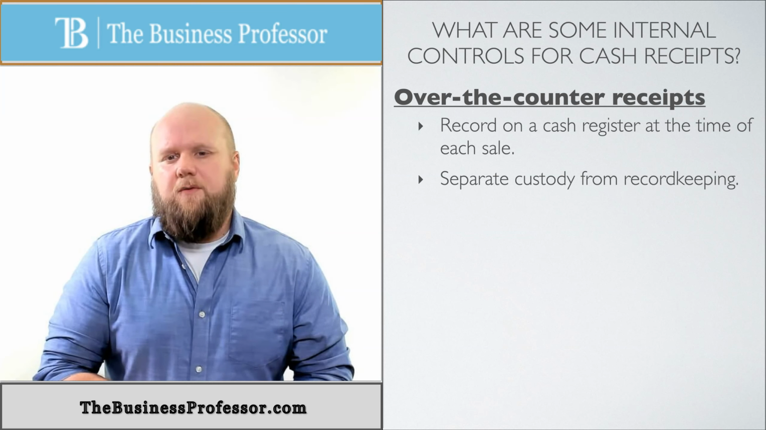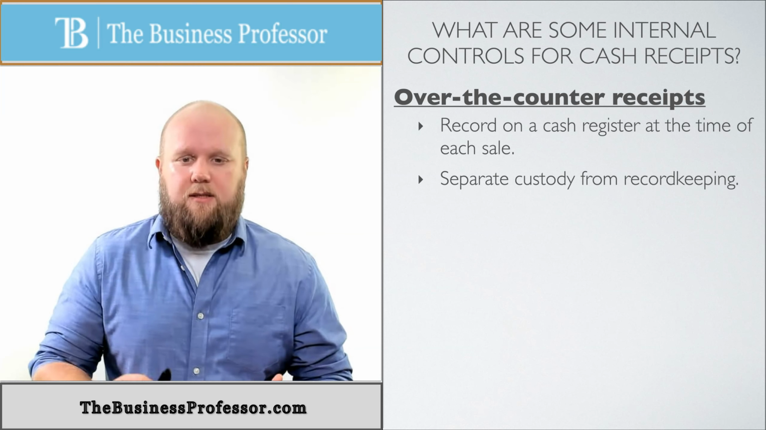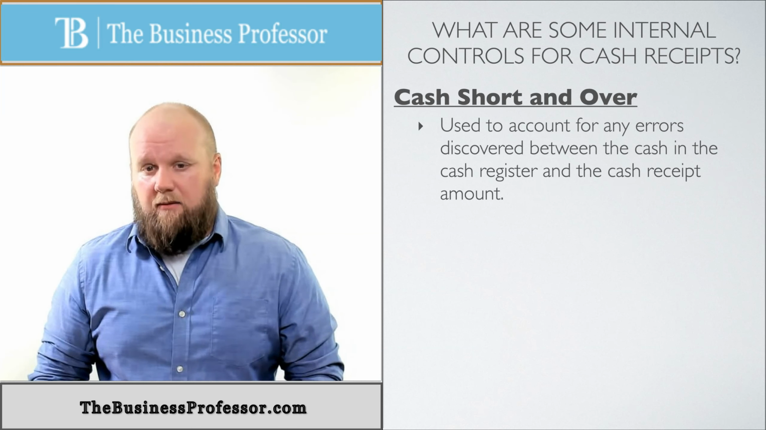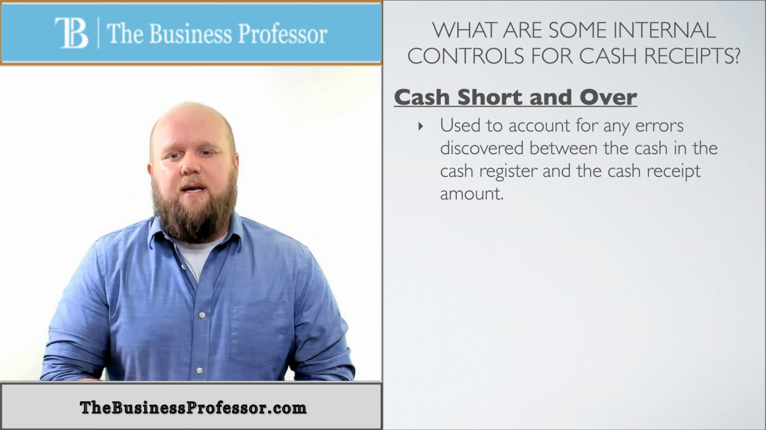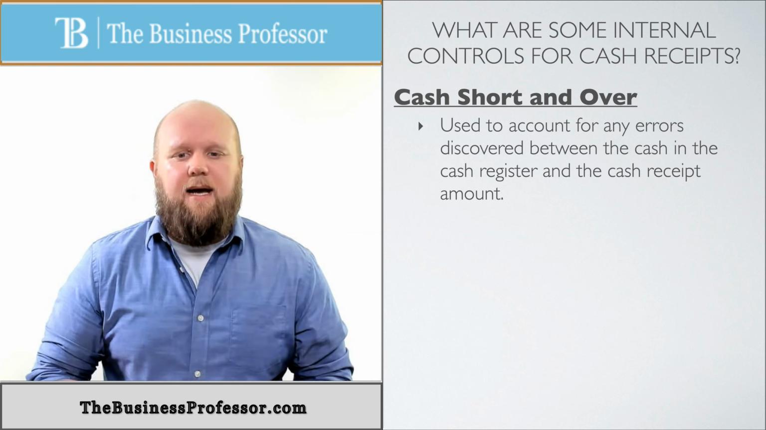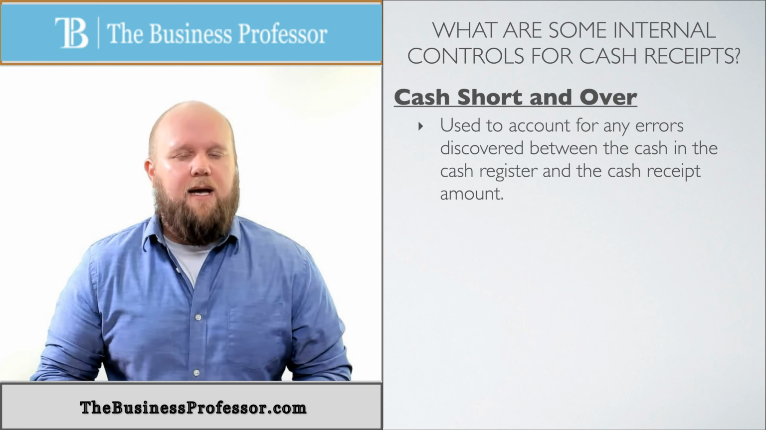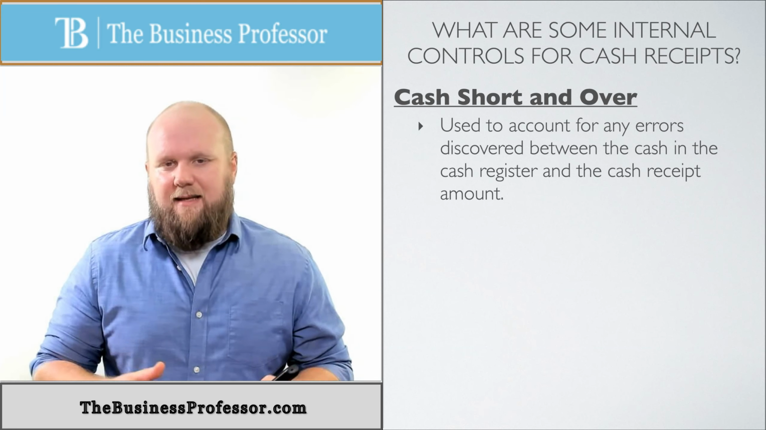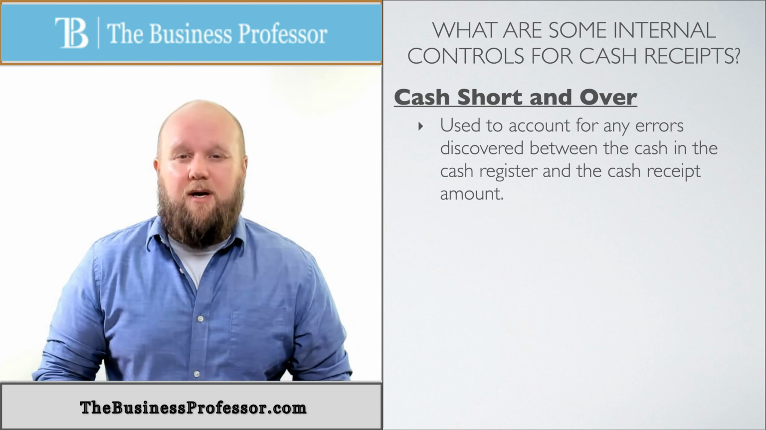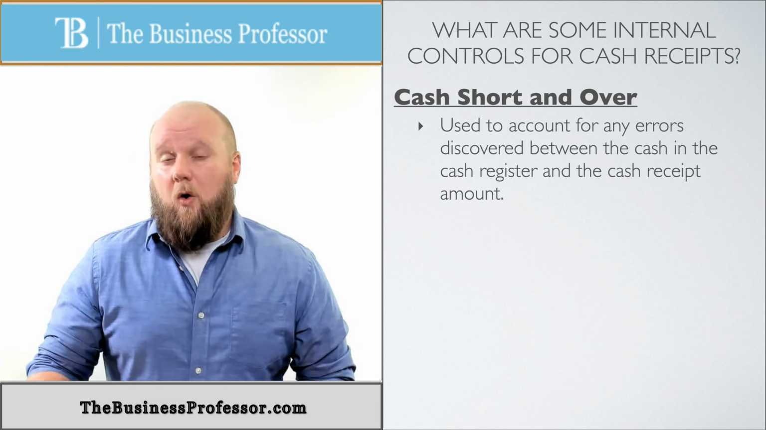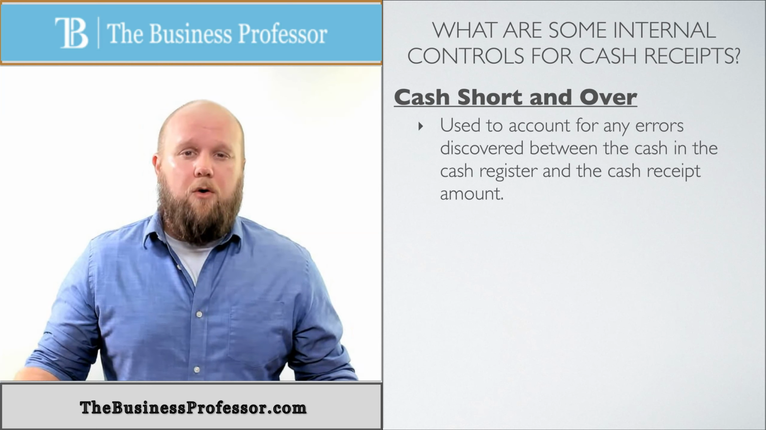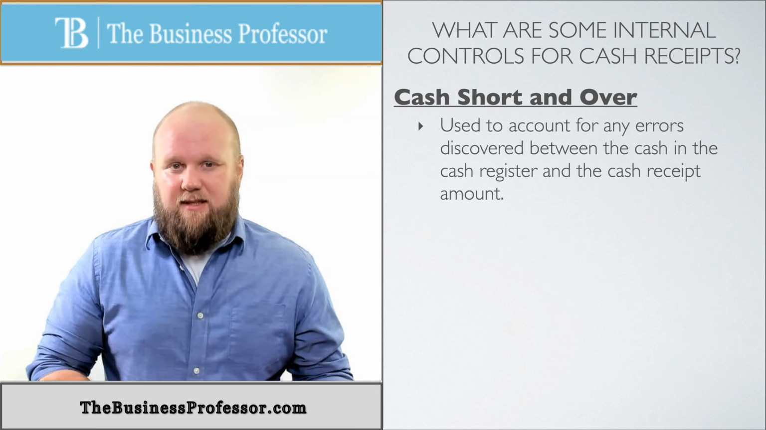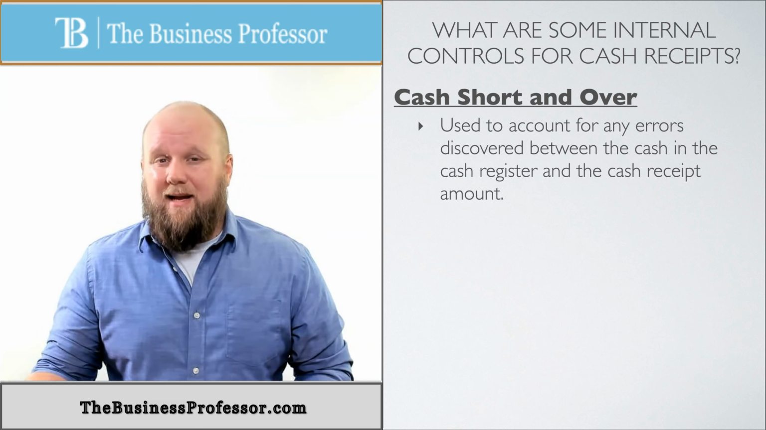Another thing that we use for internal controls for cash receipts, the cash coming in, is what we call cash short and over. This is a specific account now. This is used to account for any errors discovered between the cash in the cash register and the cash receipt amount. If you've ever worked a cash register, you know you've had that time where at the end of the shift you count out your drawer and you're $1 short or $2 short or maybe $1 over or a quarter over, who knows. Remember, what we have on our receipt is what we sold. What we have in our drawer is what we actually have.